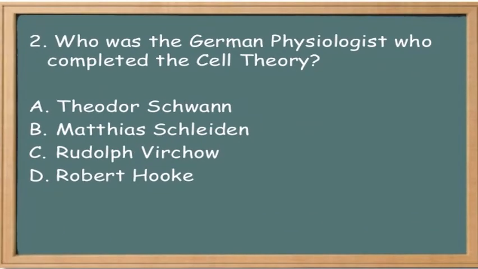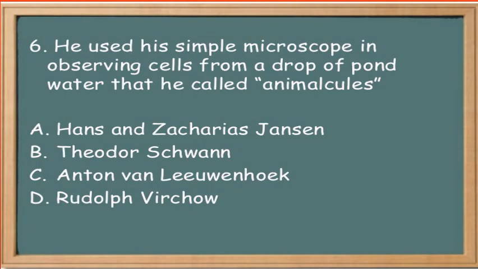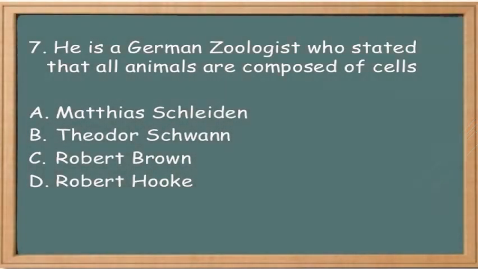Who was the German physiologist who completed the cell theory? Options are given, you only have to choose. Who was a German botanist? Botanist means a person who studies plants. Who stated that all plants are made up of cells? Options are given. He used a simple microscope in observing cells from a drop of pond water that he called animalcules. Options are given. The first time the term animalcules was used by whom? The answers are given in this video only. You have to see it again and again.